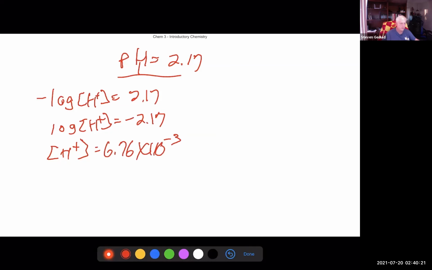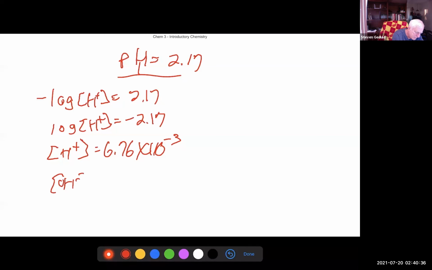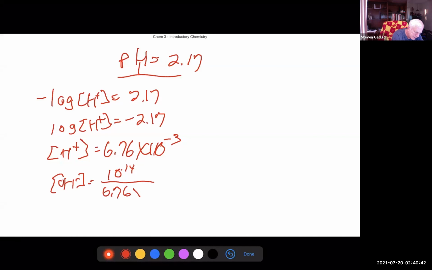That's your H plus concentration. Remember, H times OH gives you 10 to the minus 14. So your OH is going to equal 10 to the minus 14 divided by 6.76 times 10 to the negative 3.